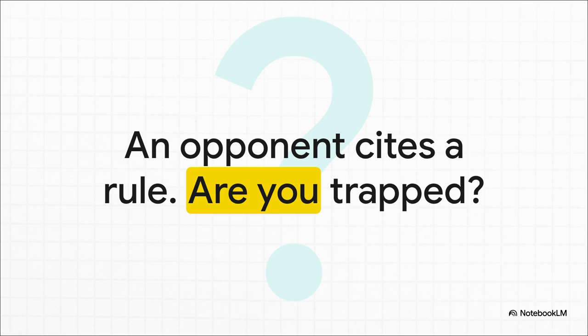Okay, let's set the scene. You're in the federal court, you're on your feet, your opponent stands up, points to some obscure procedural rule, and says you're done. Your stomach just drops, right? But what if I told you the rules aren't a trap? What if they're actually a system with built-in escape hatches, where the end game isn't ticking boxes, but achieving justice? That's exactly what we're going to unpack.